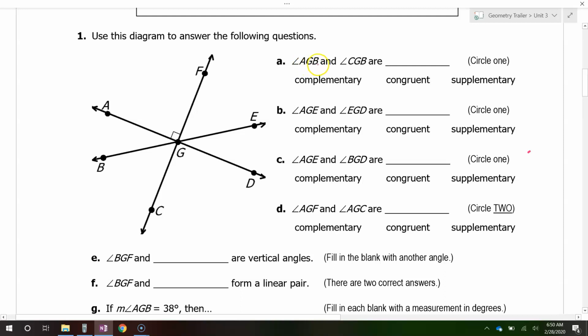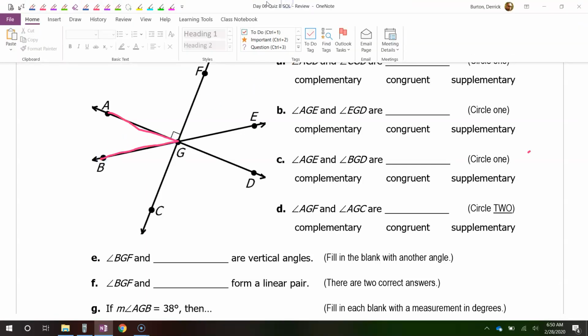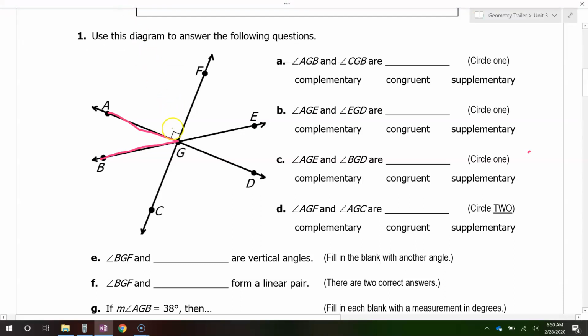Angle AGB and angle CGB. Okay, so angle AGB is this angle right here, AGB. Now, how about angle CGB? Angle CGB is right here, angle CGB. All right. These angles are going to be complementary.